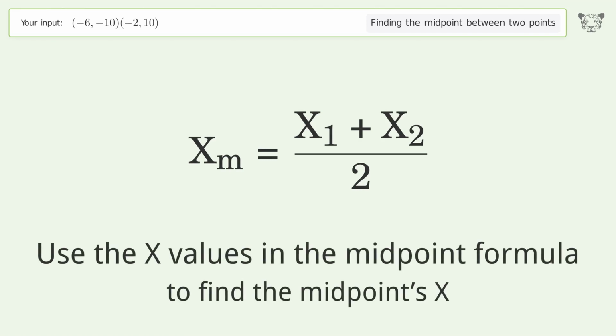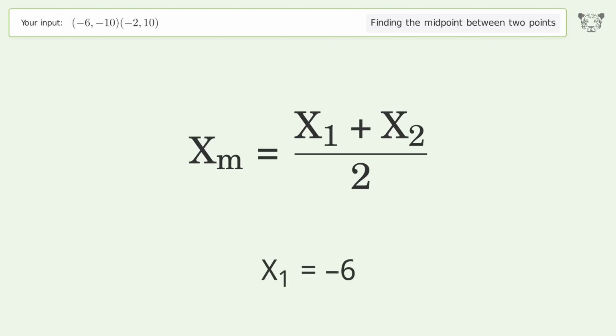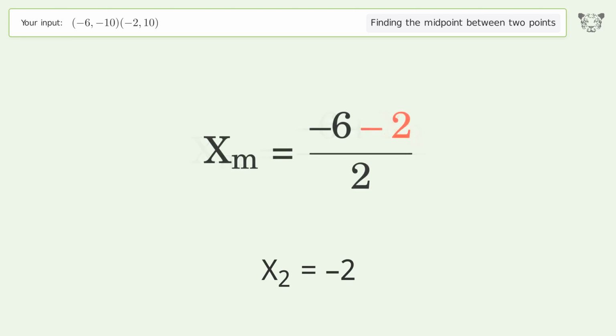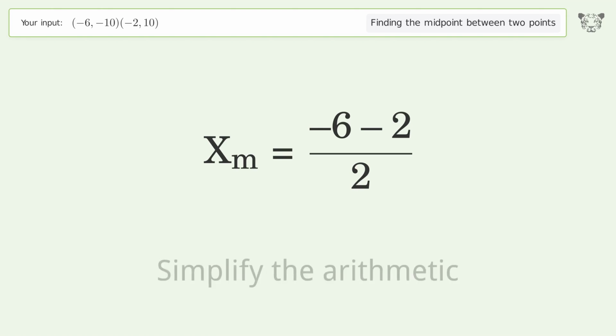Use the x values in the midpoint formula to find the midpoint's x. x1 equals -6. x2 equals -2. Simplify the arithmetic.